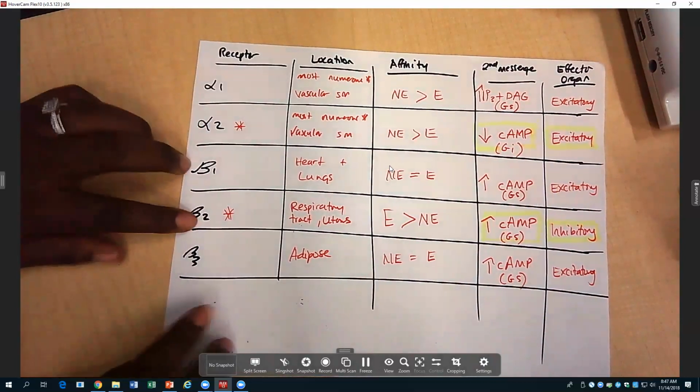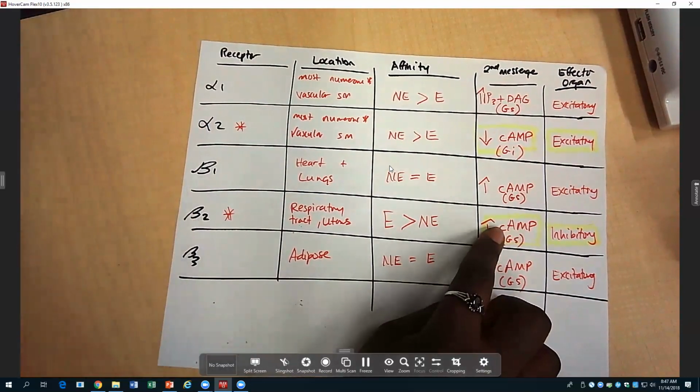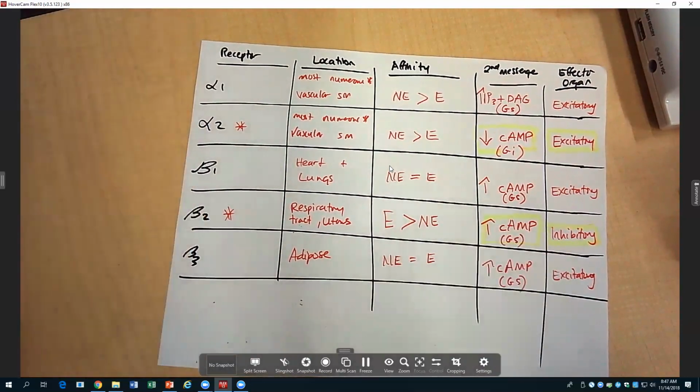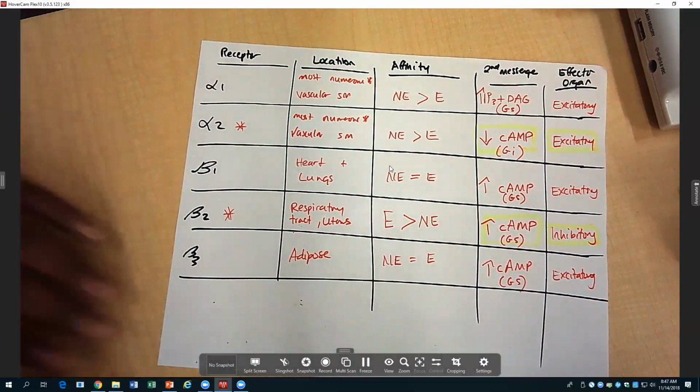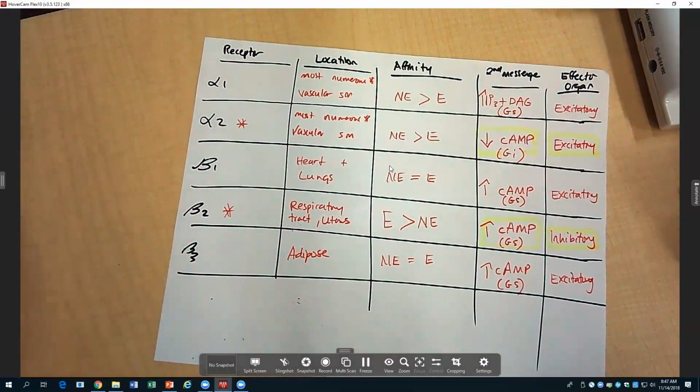Okay? Beta-2, again, is going to be a little bit of a tricky one. Although it is activating its second messenger, it's going to bring about relaxation. That's the response. It's still going to be a response there. But in terms of the tissue level, that is an inhibitory response of relaxation or dilation. Okay? And then the others are pretty straightforward. They activated their second messenger and excited their tissues.